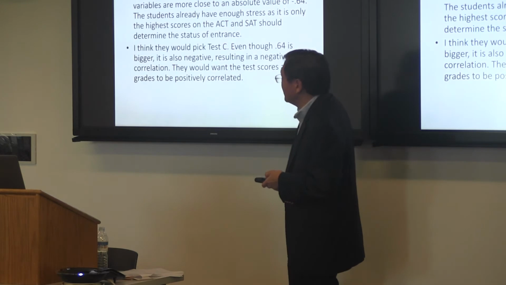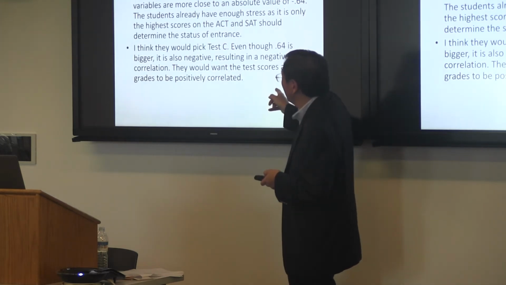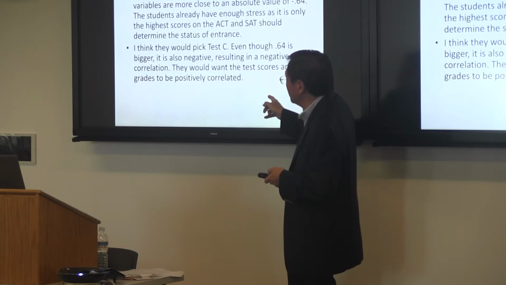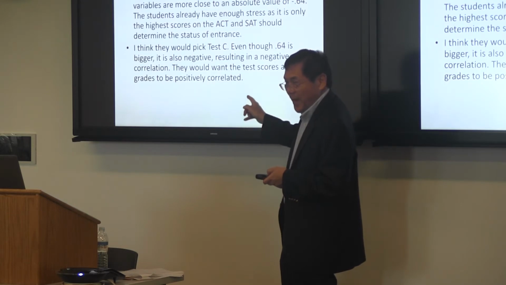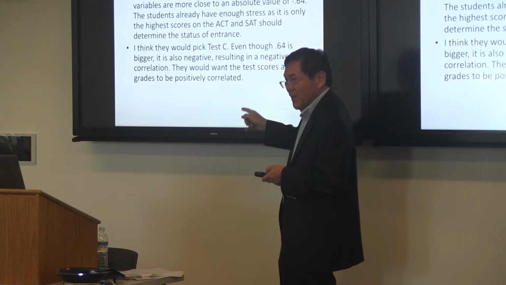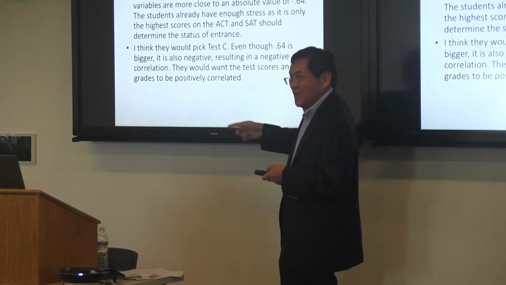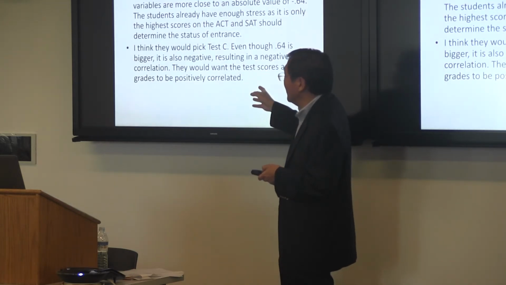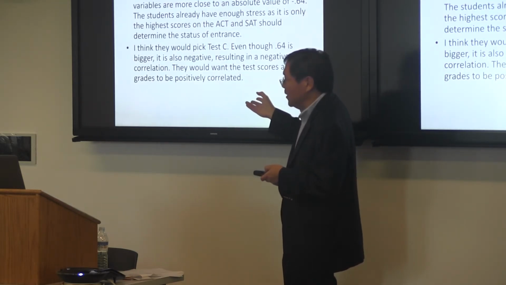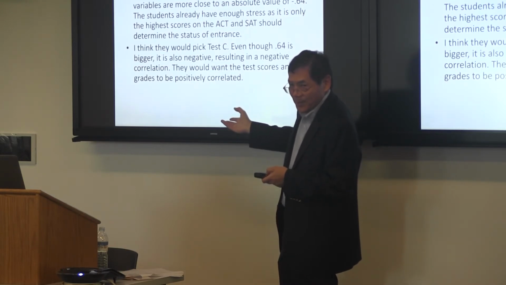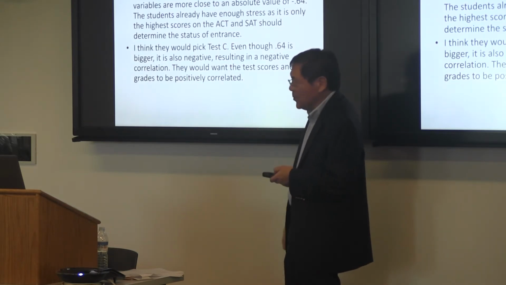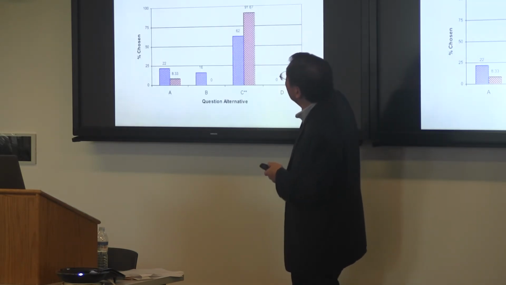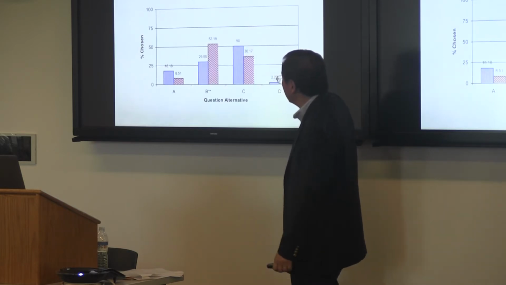Now, this student I thought was really interesting. I think they would pick test C, even though 0.64 is bigger, it's also negative, resulting in negative correlation. They'd want the test scores and the grades to be positively correlated. So, I know what the correct answer is, but I am guessing that the administration would go for a positive correlation. This person is basically saying the administration is not smart enough to understand negative correlations, and so they pick a positive. So even though they picked the wrong one, they actually understood the concept, right? So this probe for understanding is a good way of getting at more nuanced kinds of responses. All right. But let me show you how the two classes did.